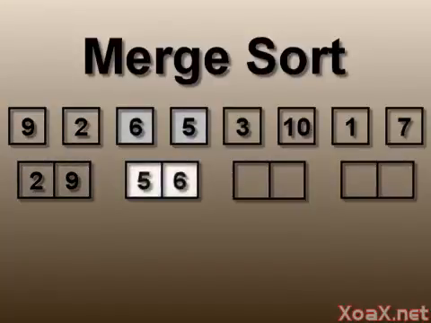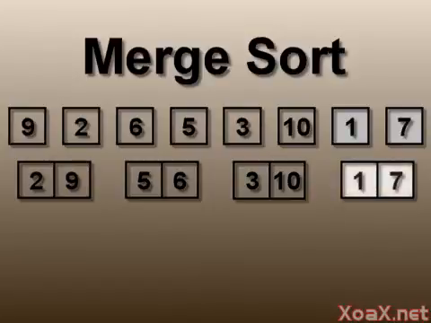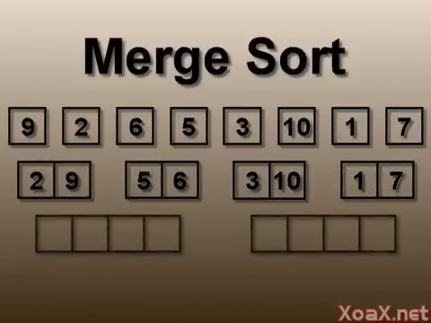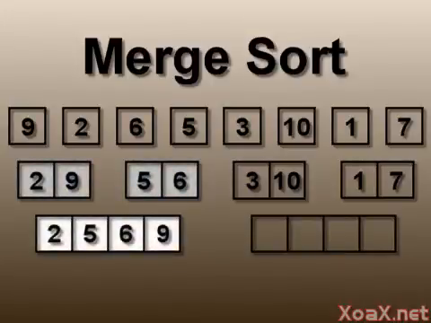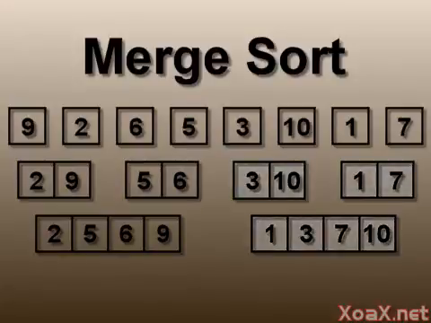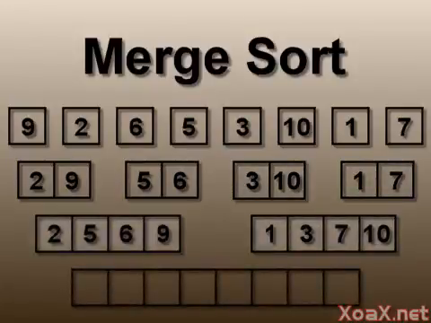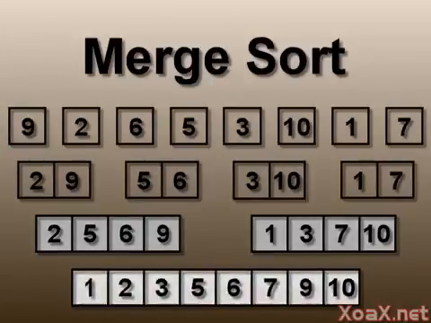Then we merge 5 and 6 into a second array, then 3 and 10, and finally 1 and 7. Now all of our elements are in sorted 2-element arrays. Next, we move on to sort the 2-element arrays into 4-element arrays. Lastly, we merge the 4-element arrays into a single 8-element array to finish the sort.